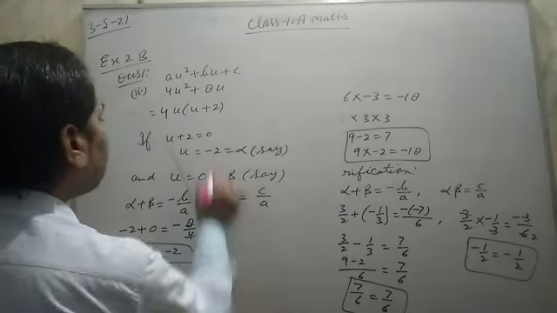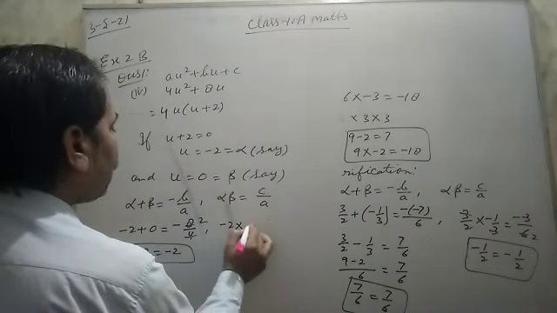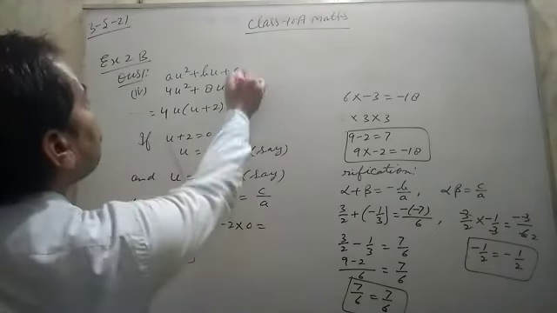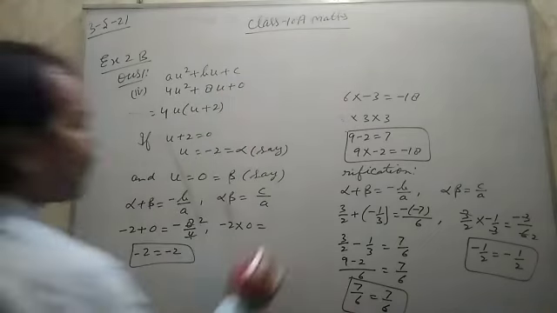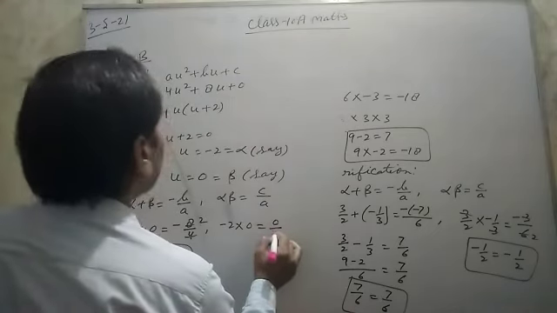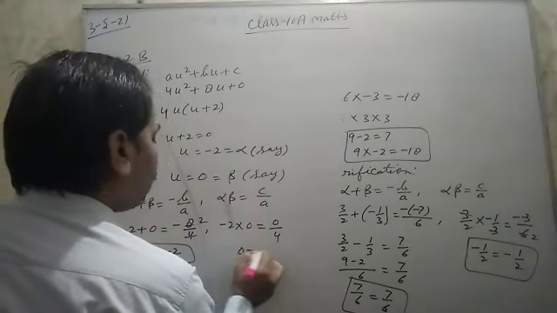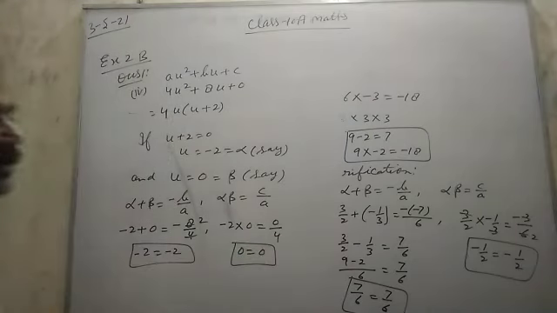So alpha minus 2, beta 0. C here not given, means plus 0 also you can write. So constant is 0 upon a. So 0 is equal to 0. This verify. Clear?